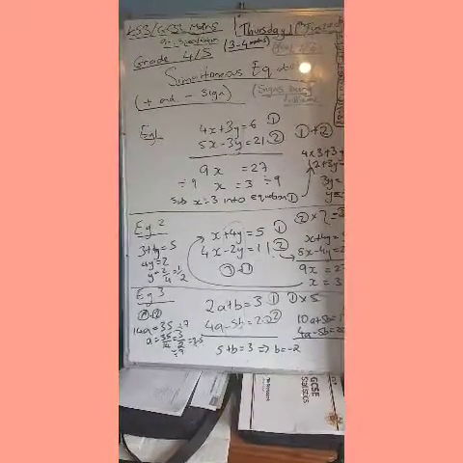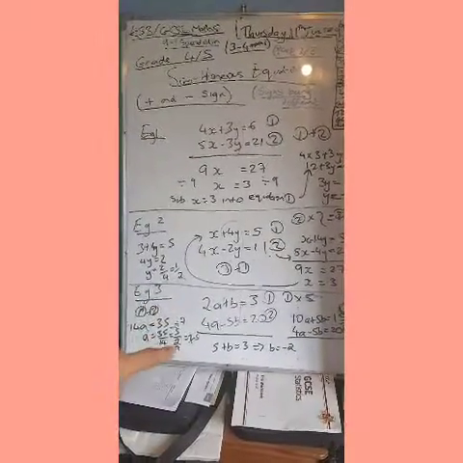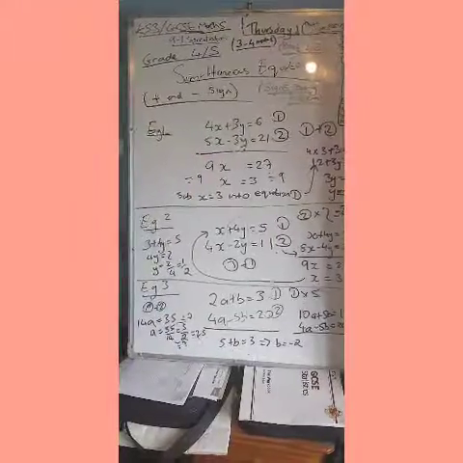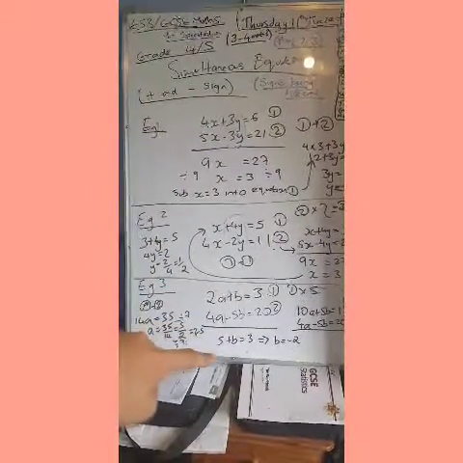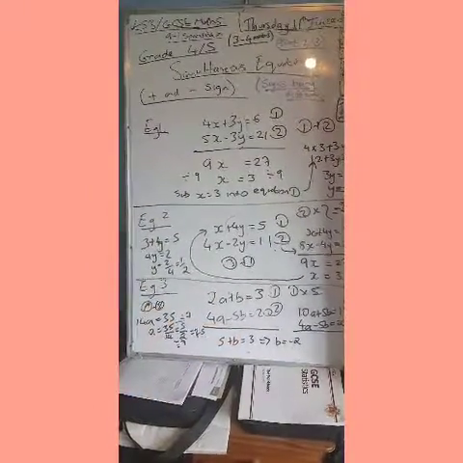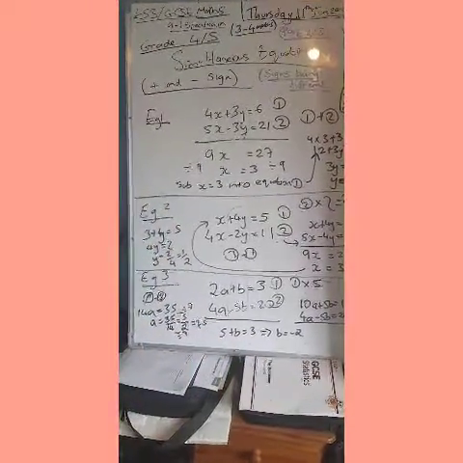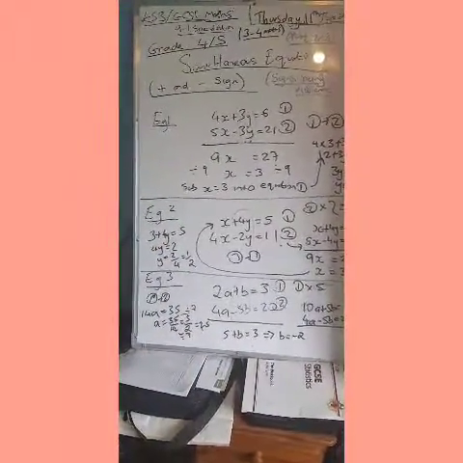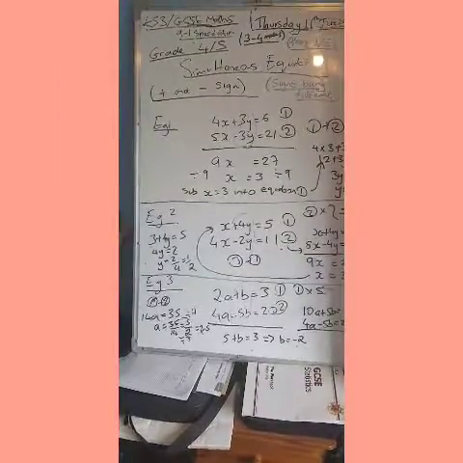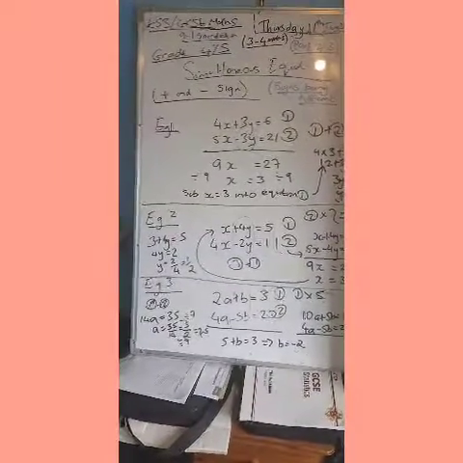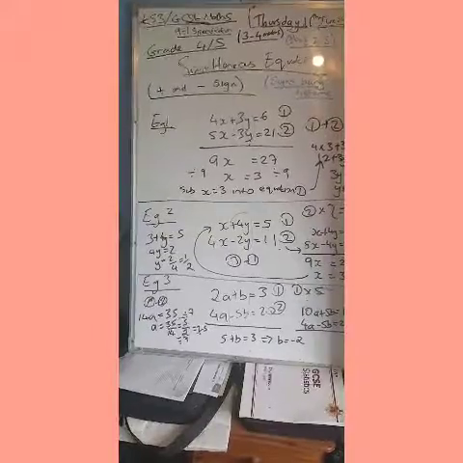So 2.5. I then subbed in 2.5 into equation 1. 2 times 2.5 gave me 5, plus b is equal to 3. Rearranging that, by subtracting both sides by 5, I get b is equal to minus 2. So the solution for that is a is 2.5 or 5 over 2, and b is equal to minus 2.